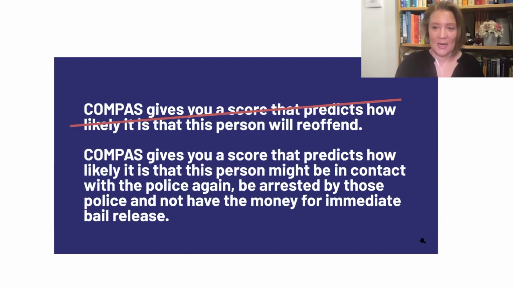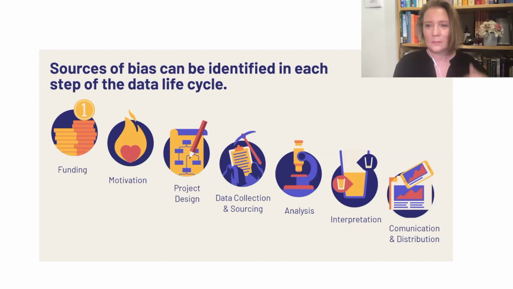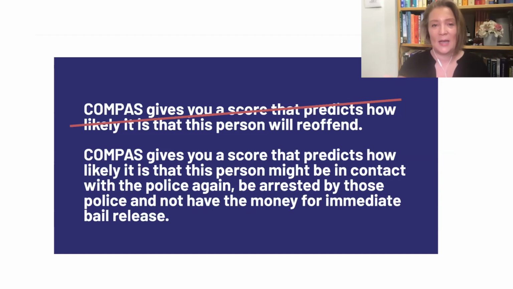The interpretation of the COMPAS score is extremely problematic. So there's no doubt that the COMPAS gives you a score. One of the main problems is around the interpretation of the COMPAS score. So at first, it was interpreted by some people to believe that COMPAS gives you a score that predicts how likely it is that this person will reoffend. So that's going to help you decide, should this person get bail, should this person get parole, etc.